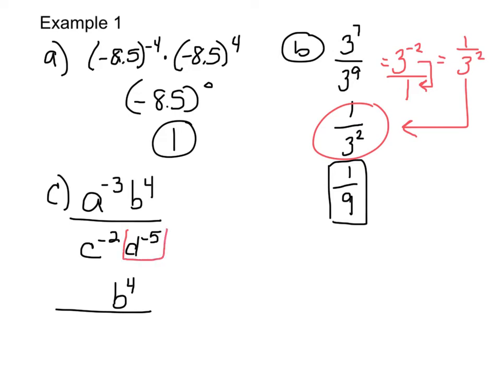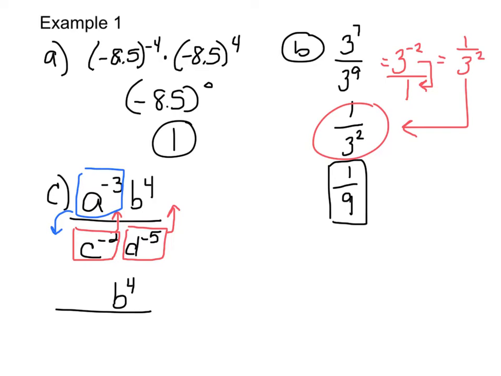So this d to the negative 5th is going to move to the top. The c to the negative 2 is going to move to the top. The a to the negative 3 is going to move to the bottom. You do the reciprocal, they flip. And when they flip, the powers become positive. You cannot have negative exponents in a simplified fraction.